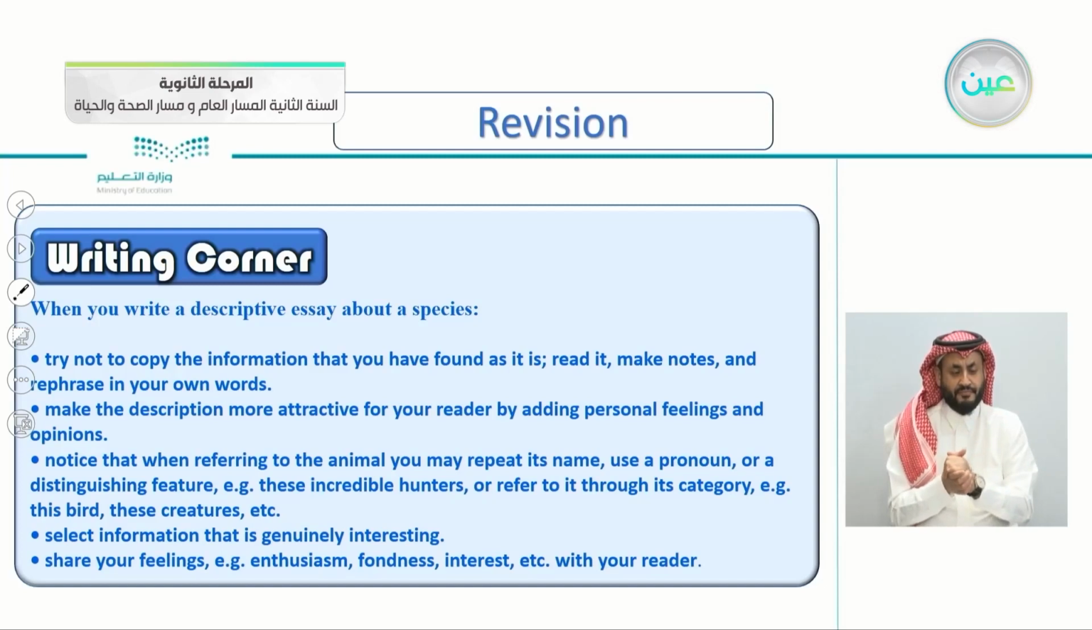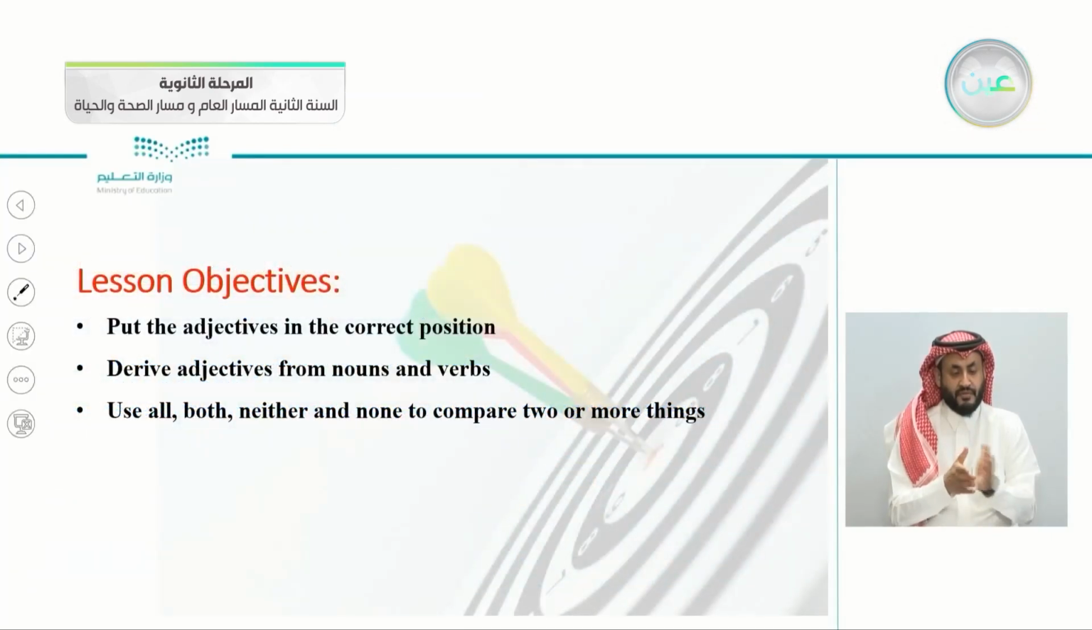Notice that when referring to the animal, you may repeat its name or use a pronoun or a distinguishing feature, as in these incredible hunters, for example when you're referring to lions, or refer to it through its category: this bird, these creatures, and so on. Select information that is genuinely interesting. Share your feelings, for example your enthusiasm, your fondness, your interest, etc. with your reader.